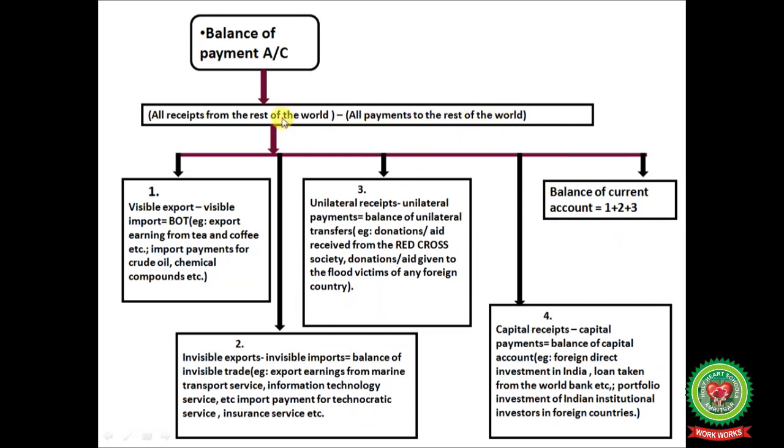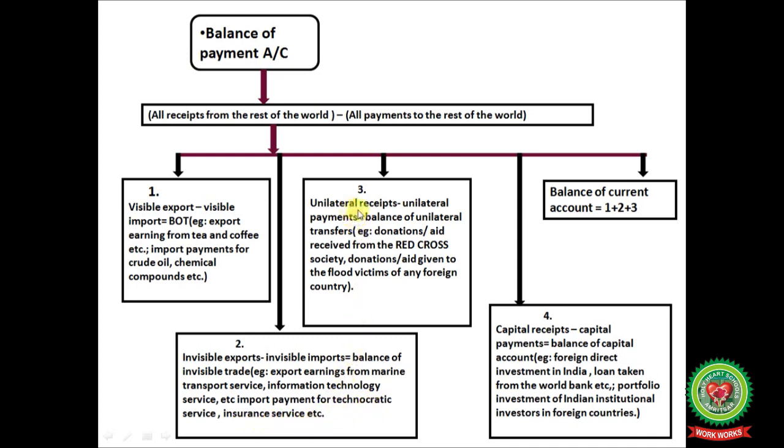the world. Under this, there is visible exports minus visible imports. That will give you the balance of trade. Under this, export earnings from tea and coffee, etc. and import payments for crude oil, chemical compounds, etc. Second one is invisible exports minus invisible imports, which will give you the balance of invisible trade. For example, export earnings from marine transport services, information technology services, and import payments for technical service and insurance service, etc.